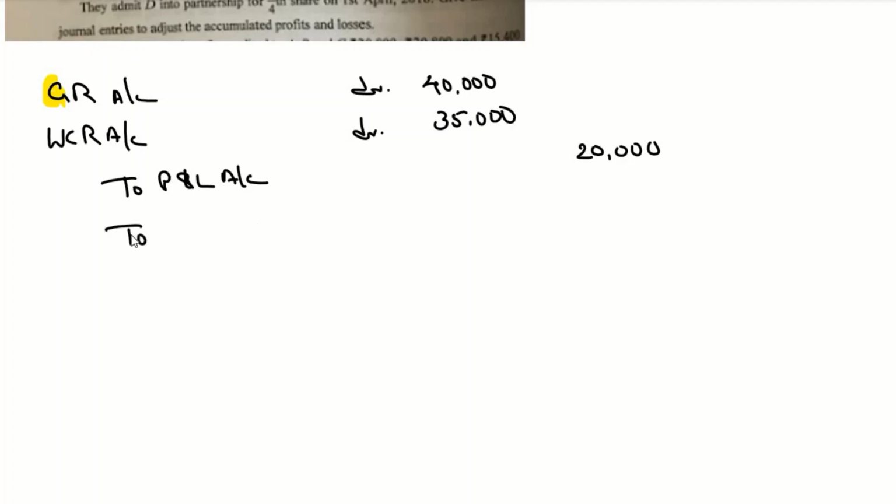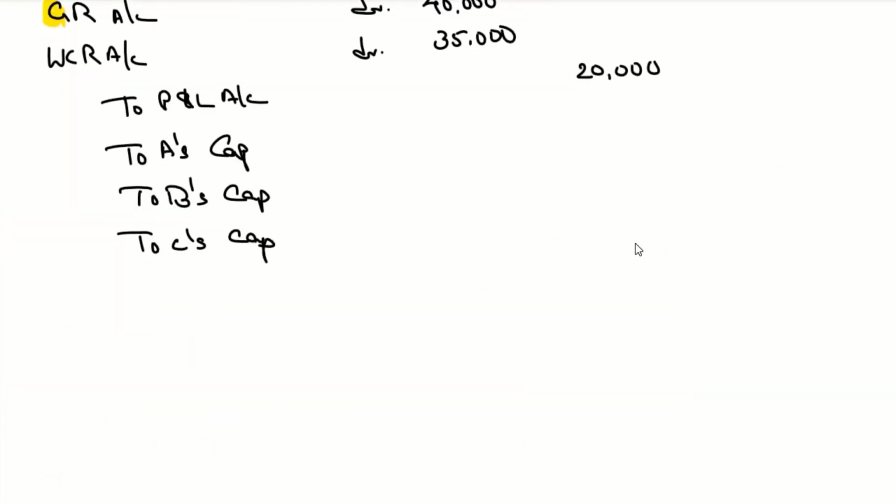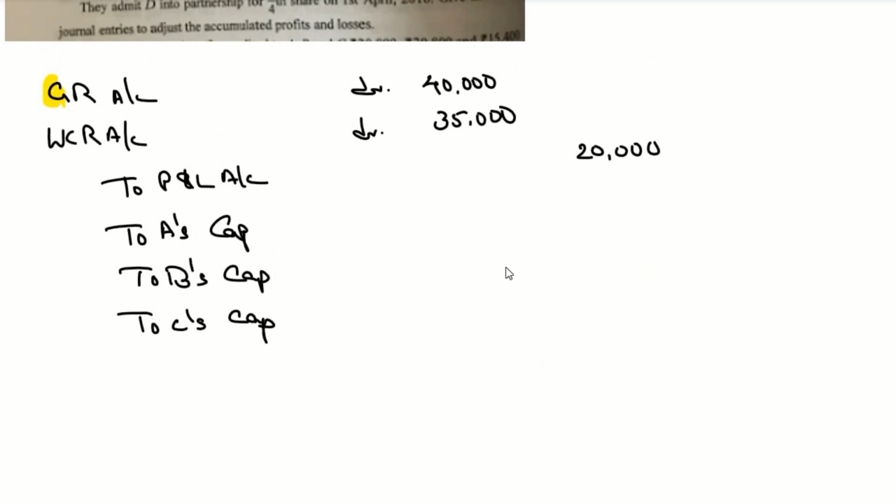The 55,000 has to be distributed to partners in their old profit sharing ratio, to A's capital, to B's capital, to C's capital. Their old profit sharing ratio is 2:2:1. So if 55,000 is divided in 2:2:1 ratio, it's going to be 22,000 for A, 22,000 for B, and 11,000 for C.